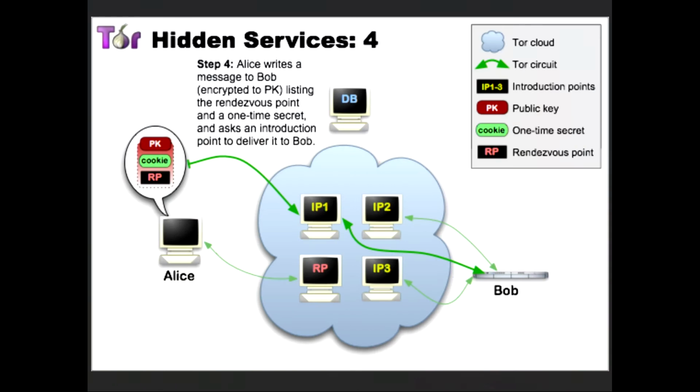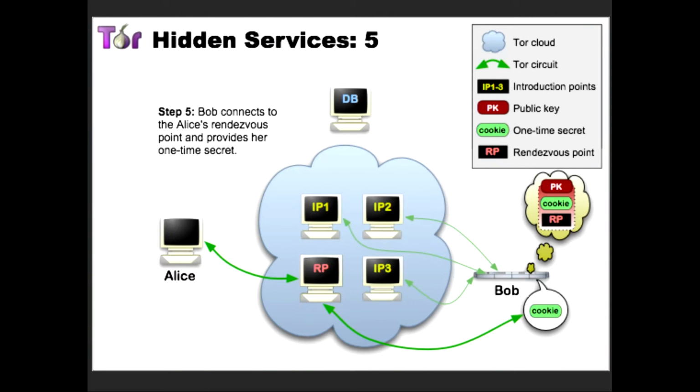And at that point, Alice connects to one of the introduction points and says, hey, I want to connect to you, and I'm waiting over here. This is the address for my rendezvous point. If you want to talk back to me, I'm waiting right here. And then at that point, Bob, if he wants to, makes a connection to the rendezvous point.